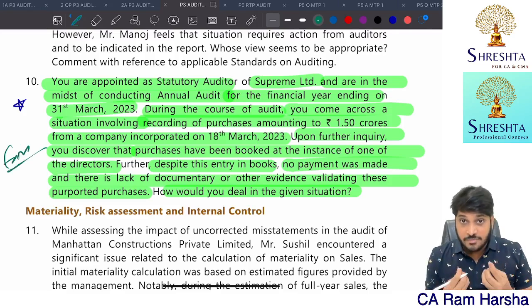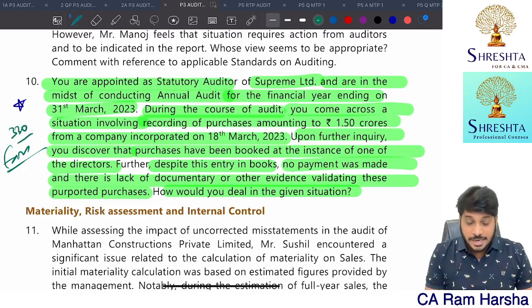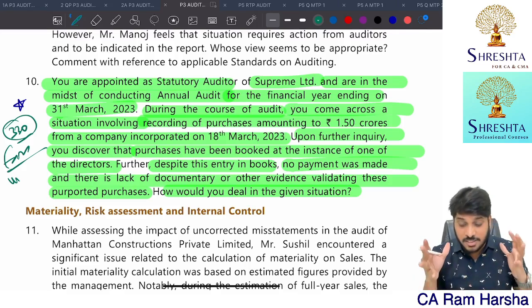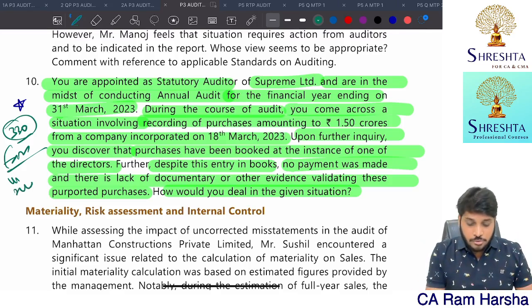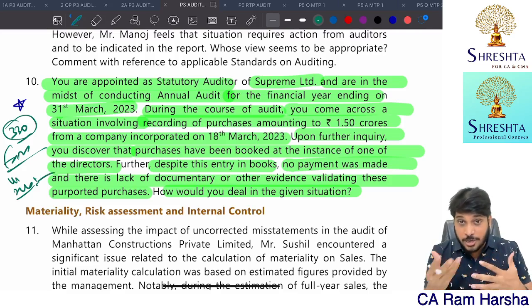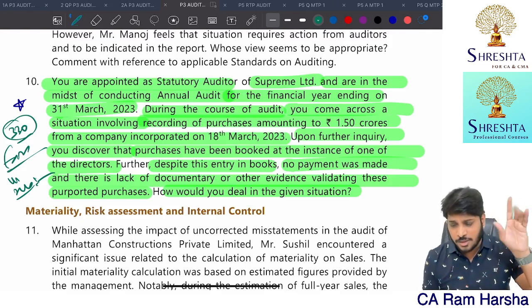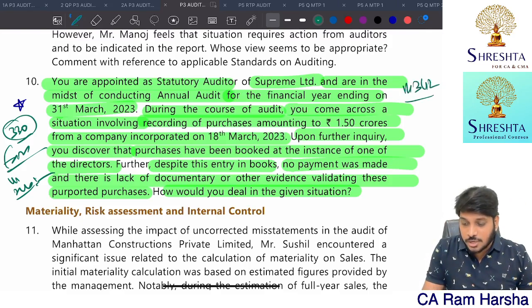So when you identify a fraud, SA 330, getting it? SA 330, response to assessed risk, especially when the auditor has identified a fraud. Under SA 240, the auditor has to perform further audit procedures and check whether there is any legal obligation for him to communicate this fraud to higher authorities. Under Section 143(12), since the fraud is more than 1 crore, we have to report to the Central Government.